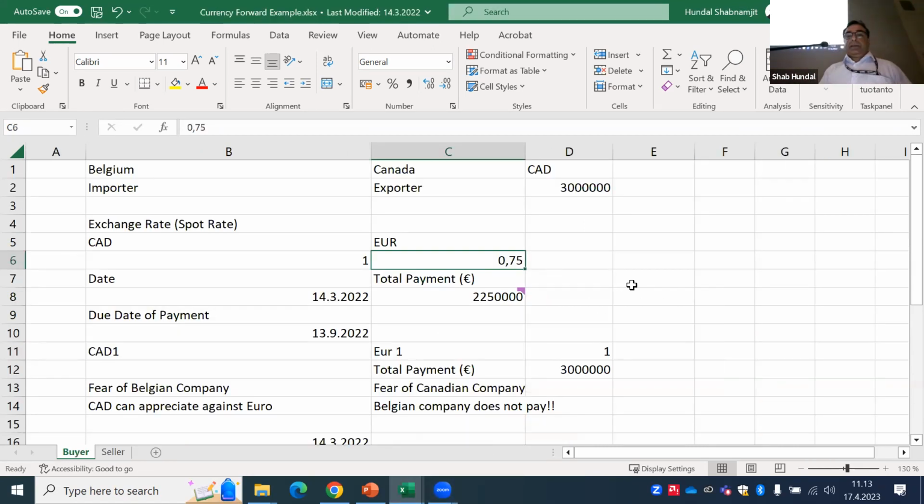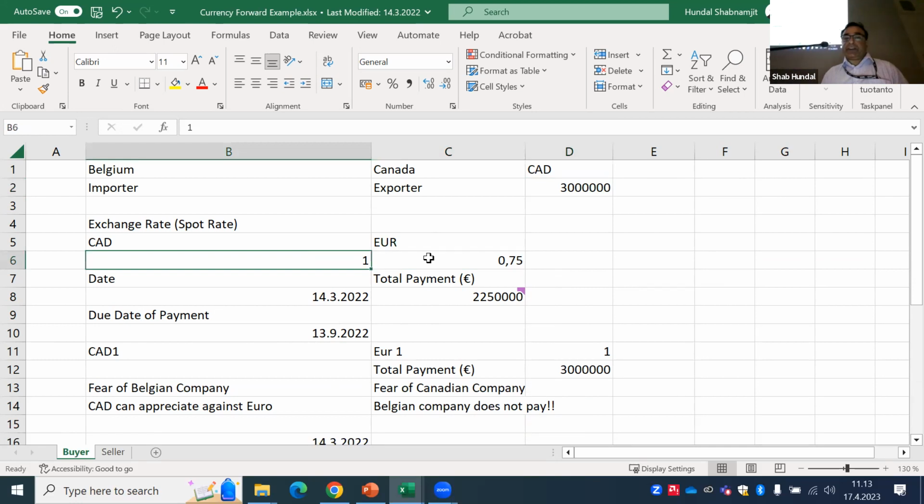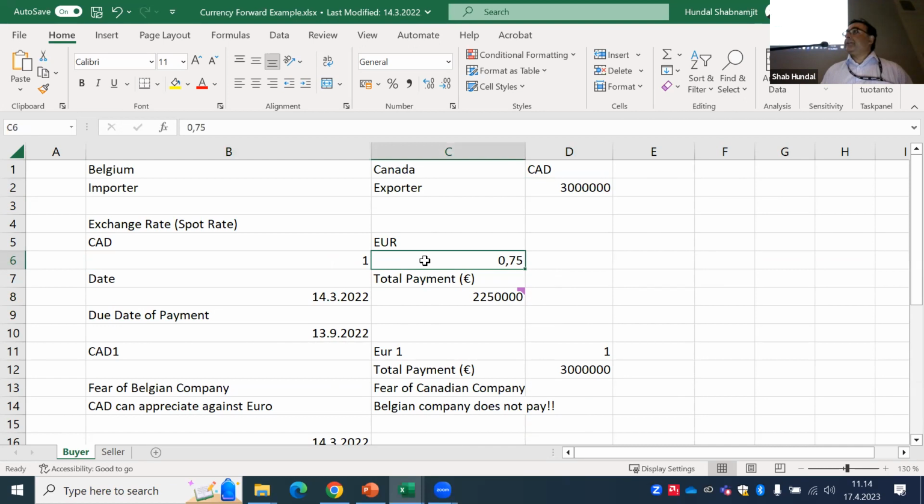You are a Belgium-based importer. You're going to make payment to Canada, and the payment will go in Canadian dollars, right? It means that you have to buy Canadian dollars and you have to make payment in euros. So, therefore, this exchange rate, do you still hold the same opinion? 1 Canadian dollar equals euro 0.75.